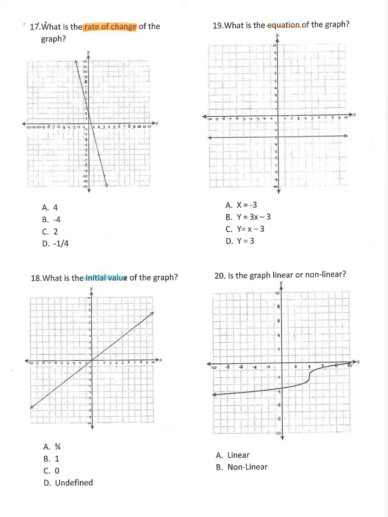Number 18, what is the initial value of the graph? A, 3/4, B, 1, C, 0, or D, undefined. Number 19, what is the equation of the graph? A, x equals -3, B, y equals 3x minus 3, C, y equals x minus 3, or D, y equals 3. Number 20, is the graph linear or nonlinear? A, linear, B, nonlinear.